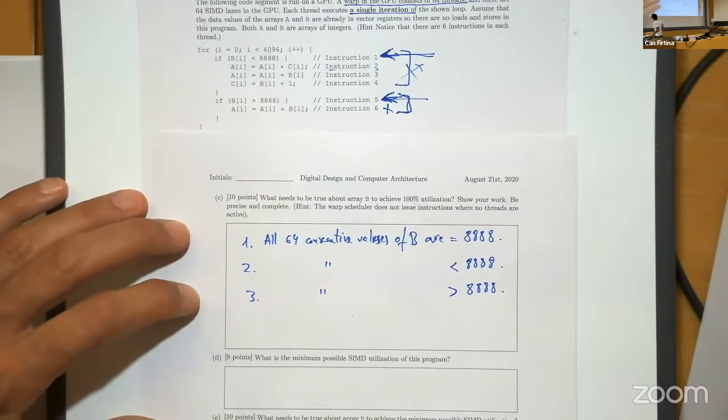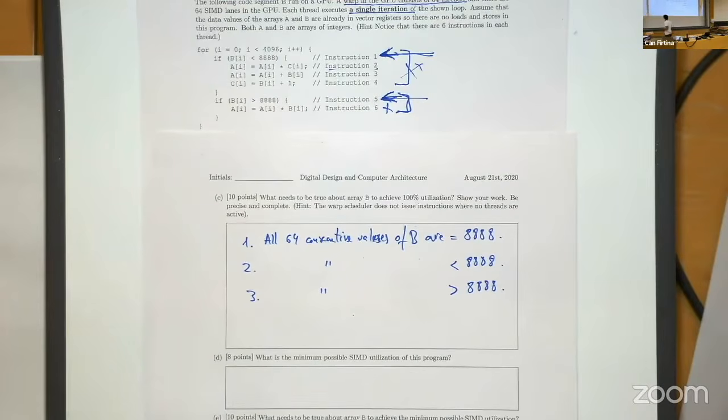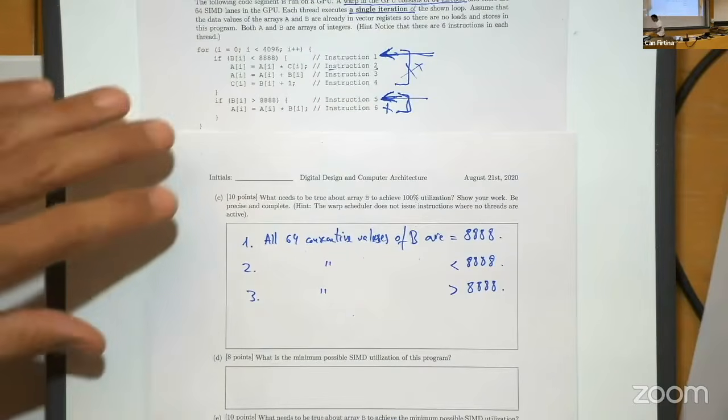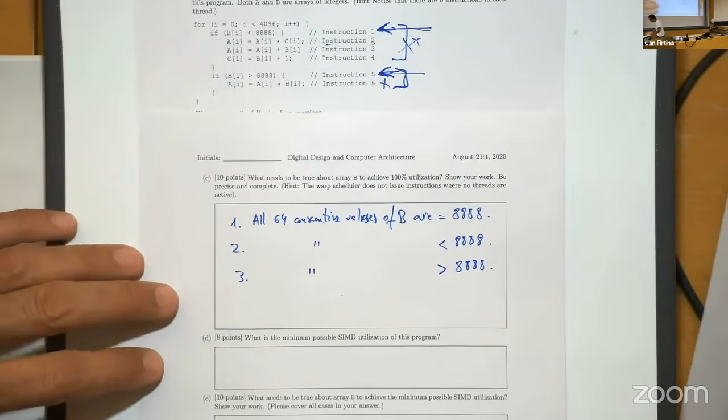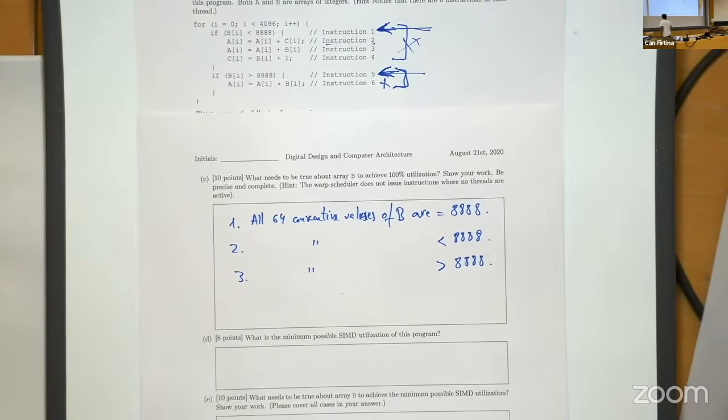Okay, next question is, what is the minimum possible SIMD utilization of this program? So we already know the maximum is 100. What's the minimum? But in order to do this part, you have to do part E first, because in part E we were asking about what needs to be true about array B to achieve the minimum possible SIMD utilization. Show your work. Please cover all cases in your answer in case there is more than one case. We only came up with a single case.